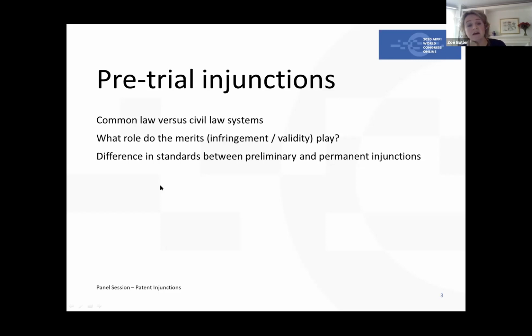And equally, we've had decisions where patents have been held invalid or not infringed at first instance, but nonetheless a PI has been granted pending appeal, because to be able to appeal, you have to show there's a serious issue to be tried, and effectively that answers the first question that the court has to address on a preliminary injunction application. So I think that is quite a difference in my experience.